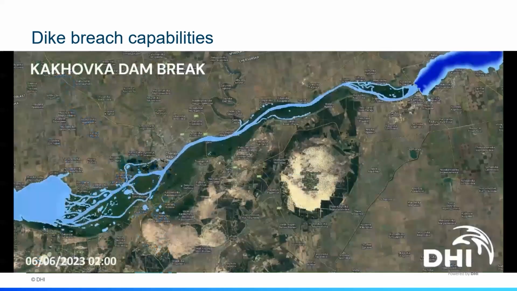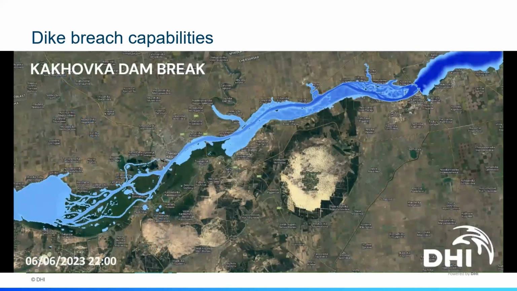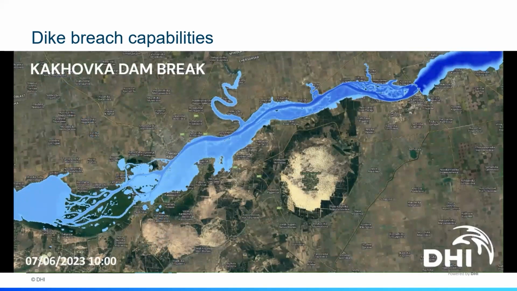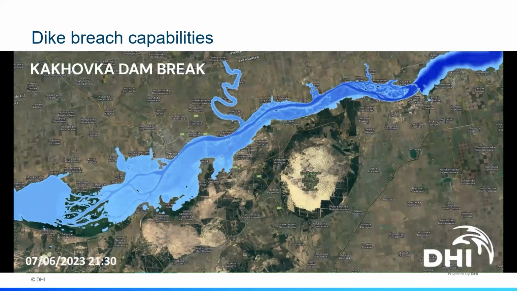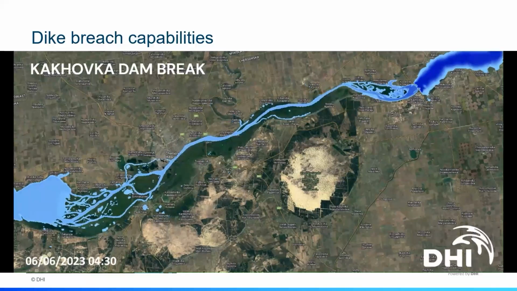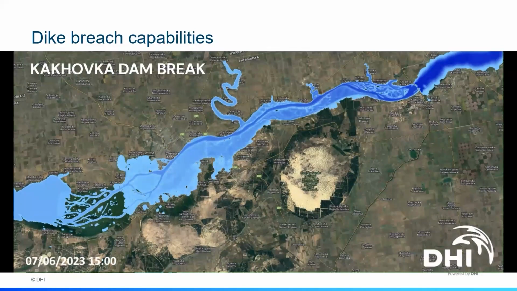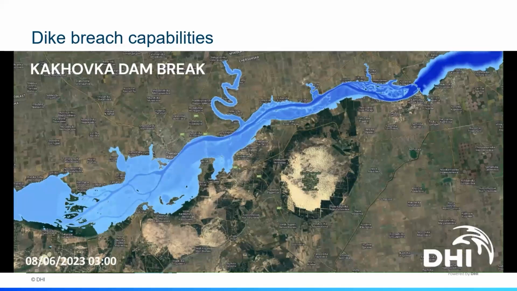Also, I would like to present the results of a study that was done by our colleagues in DHI Slovakia regarding the Kakhovka dam break in Ukraine that happened a couple of months ago. This simulation shows the propagation of the flood wave caused by the dam break and can offer significant and valuable information about the timings and how long it takes for the flood wave to reach certain locations, what the velocities in the area are, water depths, and so on.